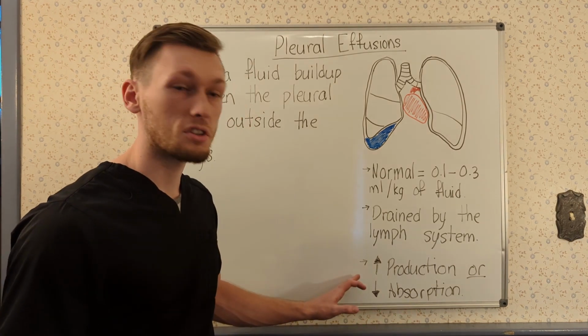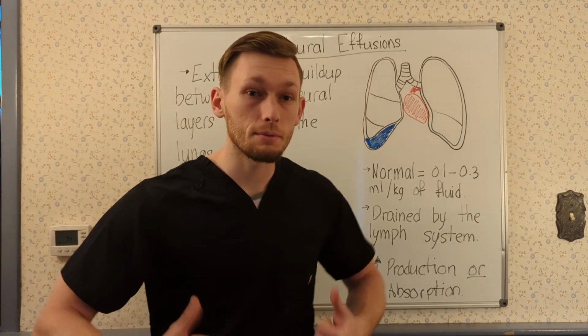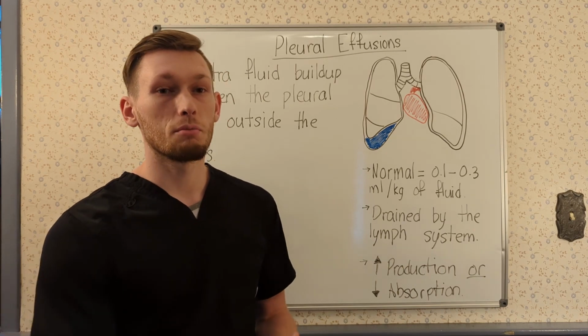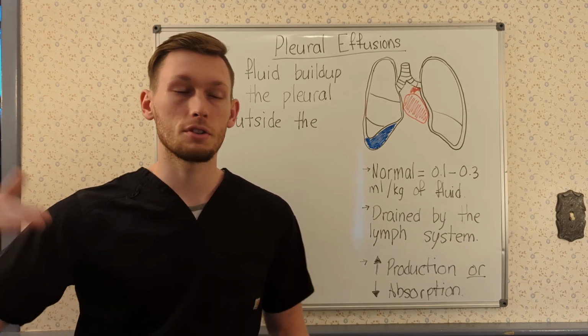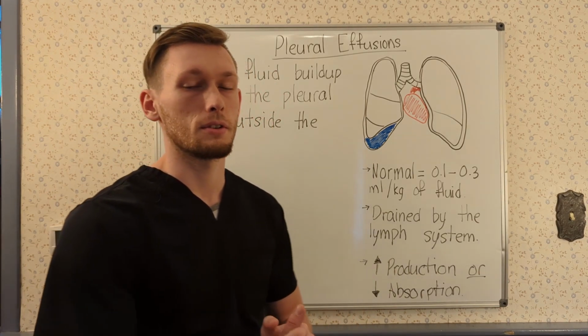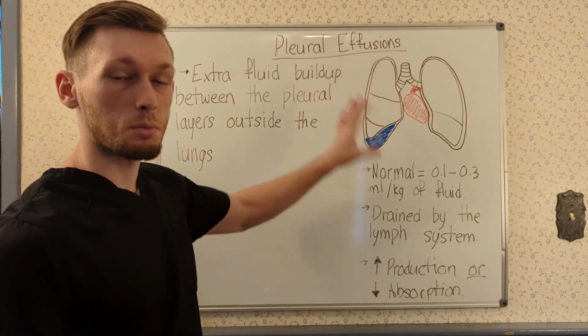The other problem that we will see here, other than decreased absorption, is increased production. If your production levels get ramped up, but you're still only pulling away the normal amount, then you're just going to have more and more leftover or residual fluid there until you have a pocket of this serous fluid in the pleura. So basically, what we're looking at is this pocket of fluid.